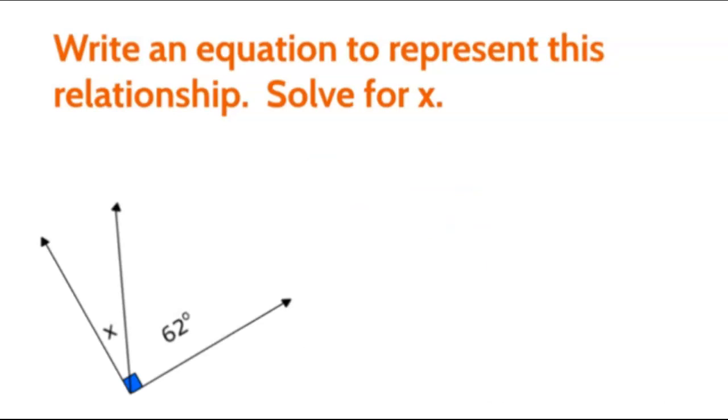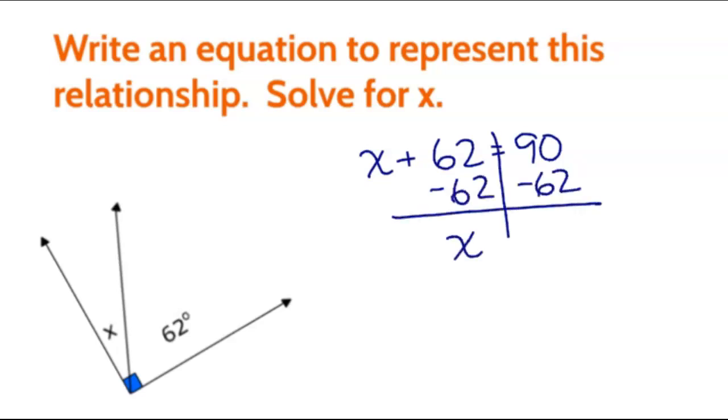So notice x and 62, again, they're adjacent angles next to each other, and you can see there's a little square in the corner, which means they form a right angle together. So they're complementary. Therefore, our equation could say x plus 62 equals 90 degrees. Again, we're going to solve this by doing the same thing to both sides and find out what x is. So in this case, x is 28 degrees.